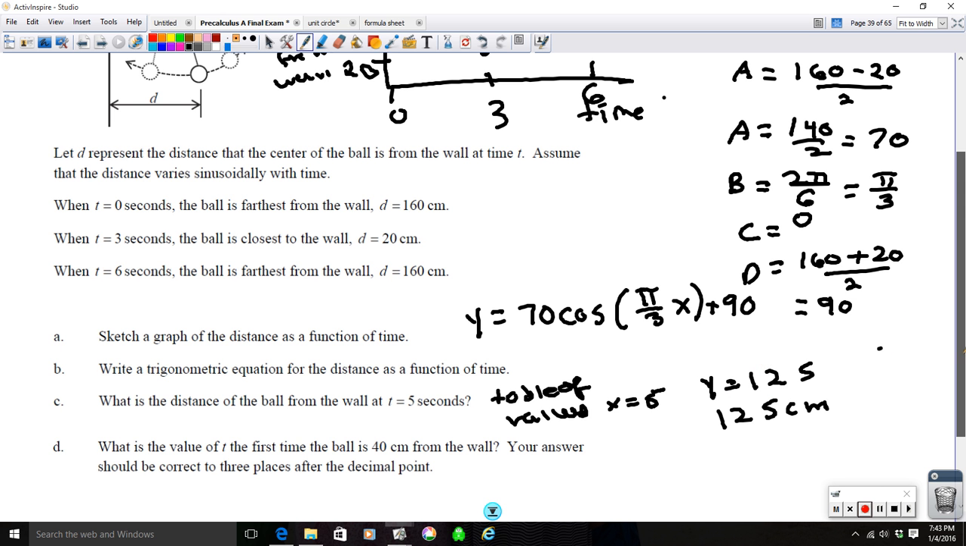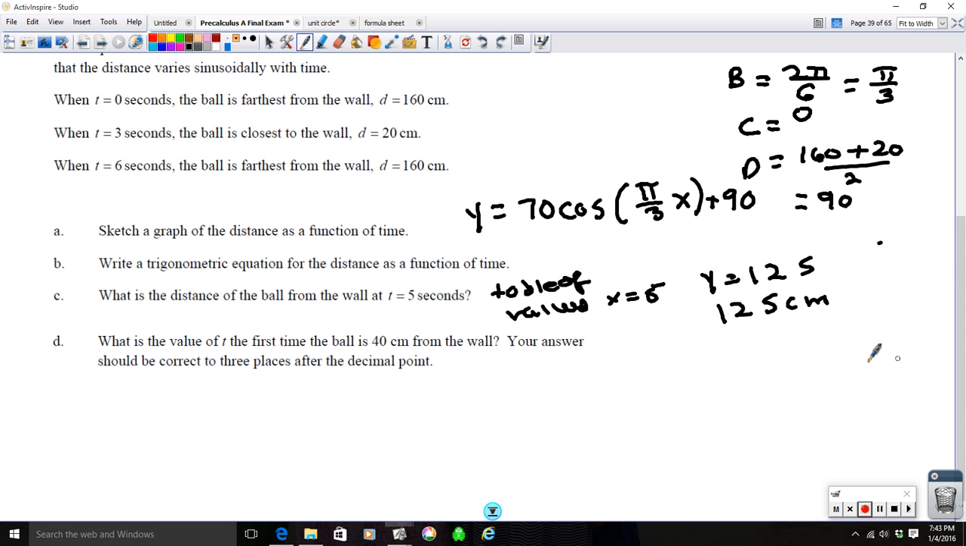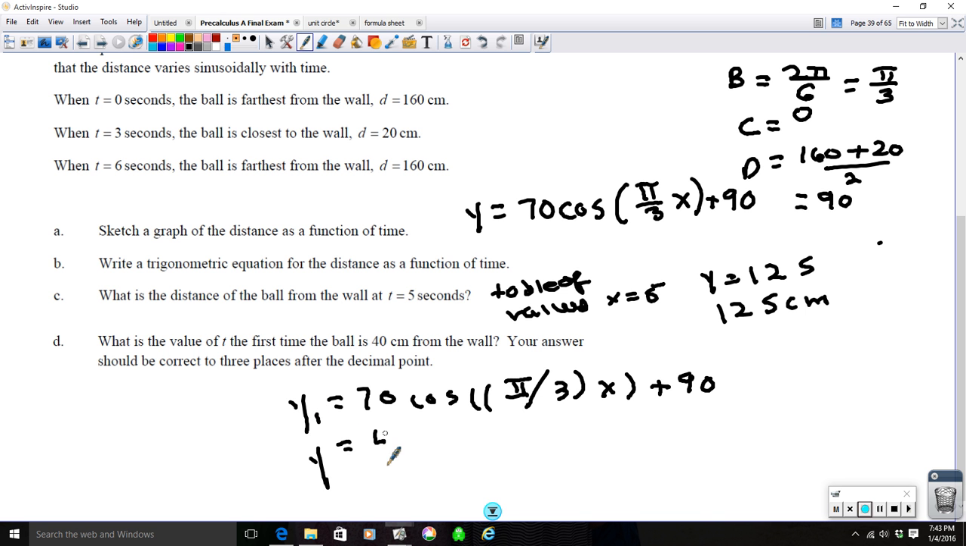Now, the next piece of this, again, I don't have the calculator. You're going to put y equals that equation in your calculator. Remember, you're going to put this in looking like this: 70 cosine of pi divided by 3, x, close the parentheses, plus 90. That's how it should be in the calculator. And that's y1. You're going to be putting y2 equaling 40. So we want to find the first time the ball is 40 centimeters from the wall.